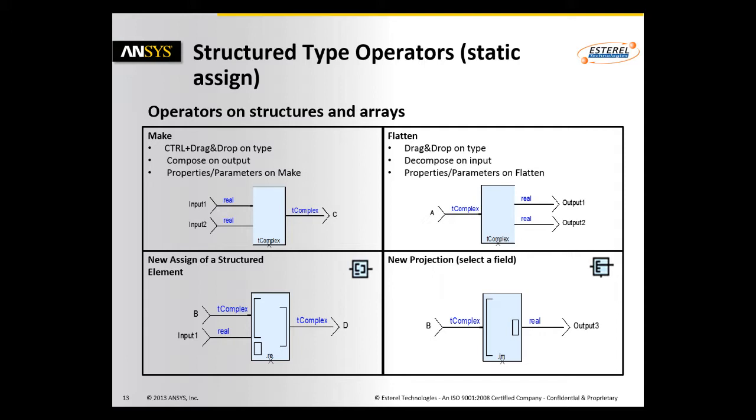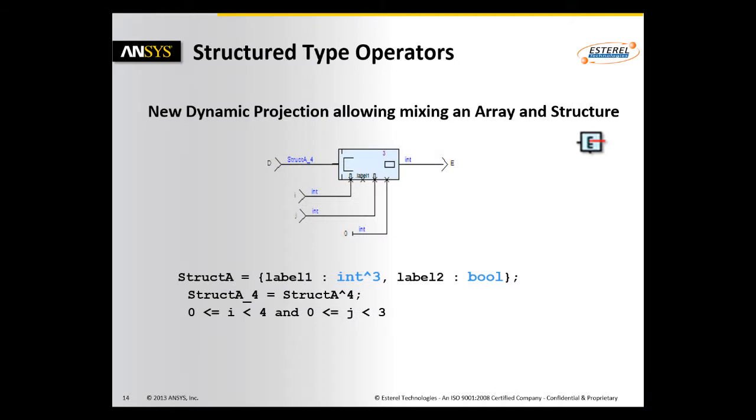For array types, the flatten, assign, and projection operate in a similar way, but the index of the array goes in place of the name of the field. In the basic projection that we have seen in the previous slide, the index of the element to be projected must be a constant. SCADE provides a separate, dynamic projection where the index can vary. The designer must provide a default value for when the index is out of bounds.